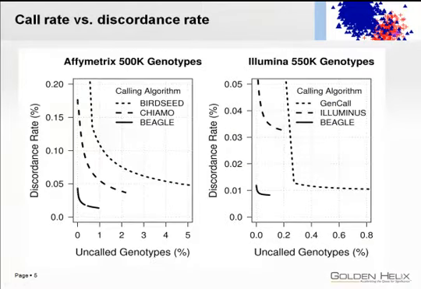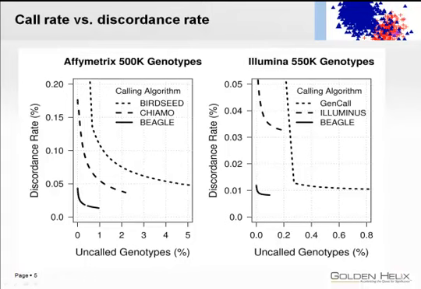So when they look at the discordance rate of BEAGLE in the solid line as opposed to Chiamo or birdseed, they had very low discordance rate. Let's see, this axis is the uncalled genotype percentage. So you can sort of accept lower or higher thresholds of certainty, and so if you allow very low percentage of uncalled genotypes, you'll have more errors. But even in the worst case, they were at better than 5% discordance rate when they essentially called everything.